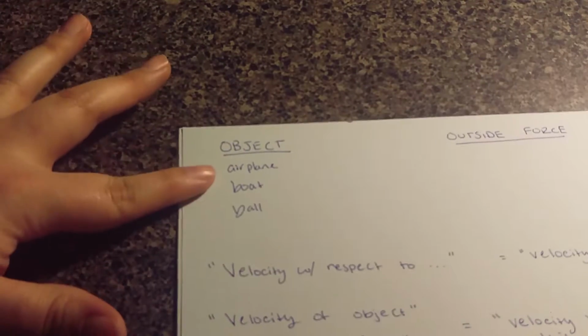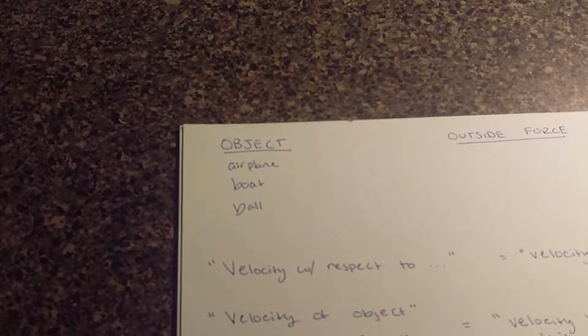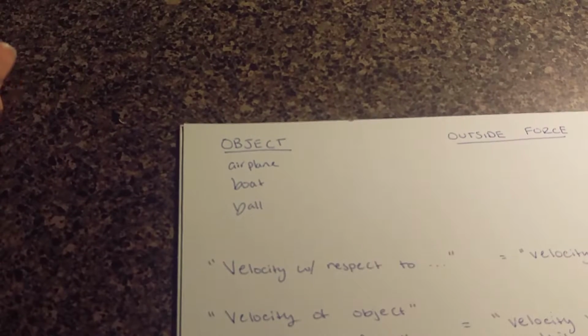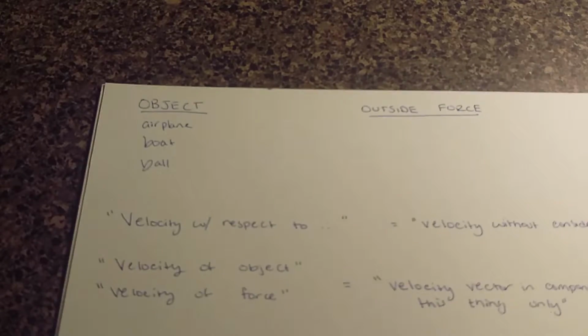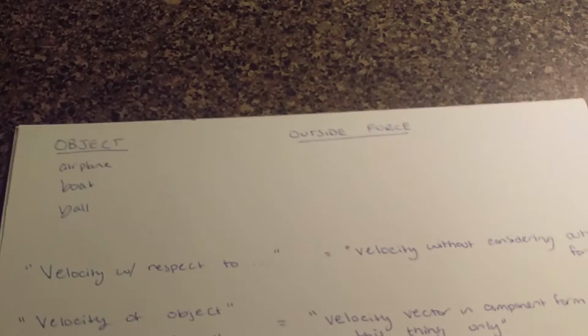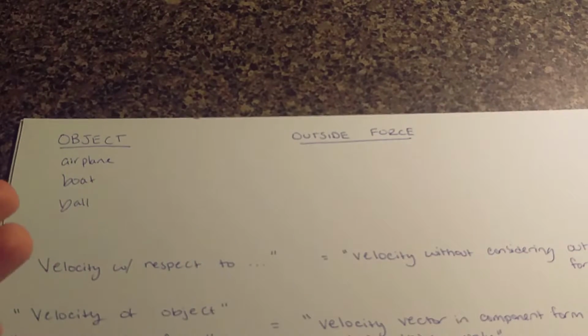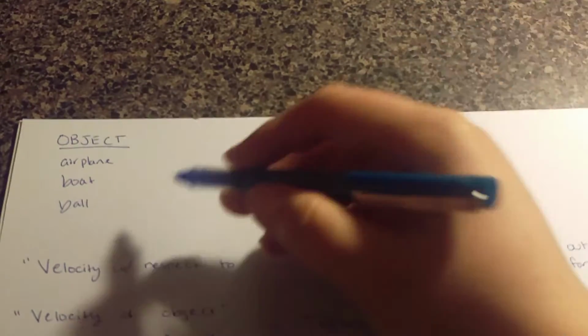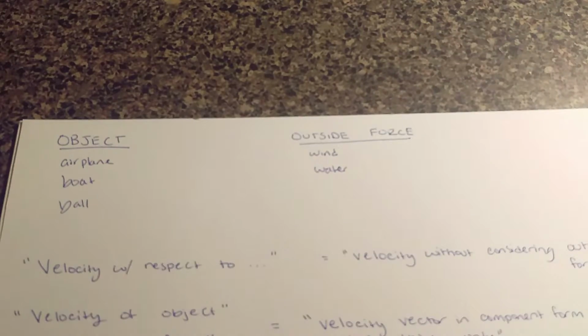So, for some of the examples that we've looked at, objects would include things like airplanes, boats, a ball moving around the ground. Anything that can be in motion is a potential object for a word problem. And then we have outside forces. These are things that are going to impact the object and change its motion in some format. So with airplanes, we usually talk about wind or crosswind. With boats, we usually talk about water movement because the boat is impacted by the water.